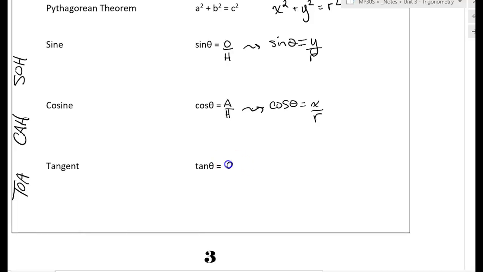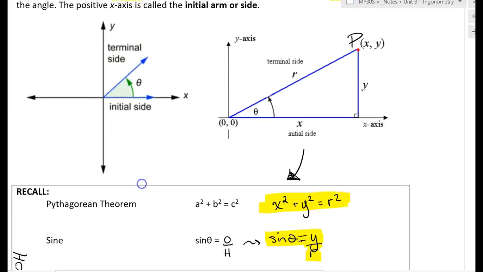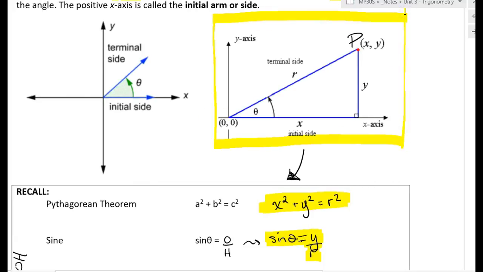Tangent is finally opposite over adjacent, so OA. But again, rewriting it, we've got y over x. Those are going to be our new ratios. All of this information is what we're going to be using for this unit, so I want to make note of that. That definition triangle is super important as we move forward. You'll notice that this already looks familiar from what we did in that introductory activity.